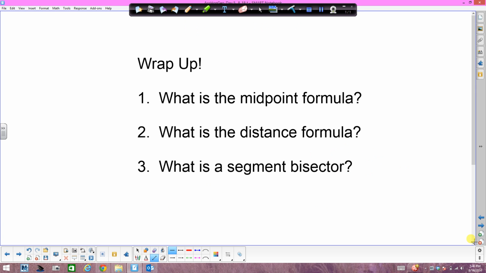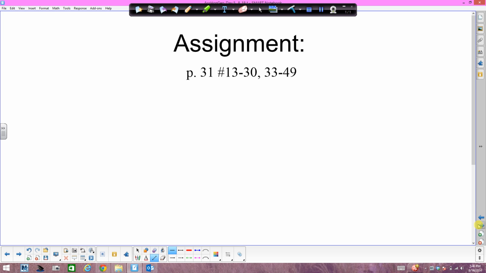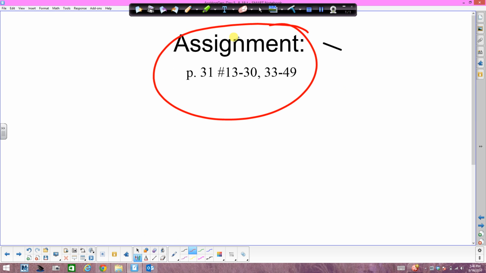Alright, so wrap up, answer these 3 questions. What is the midpoint formula? What's the distance formula? And what is a segment bisector? And then I want you to work on this assignment. You need to make sure you show your work. You need to make sure you simplify the radicals. And we'll go over this along with the other questions from this lesson tomorrow.